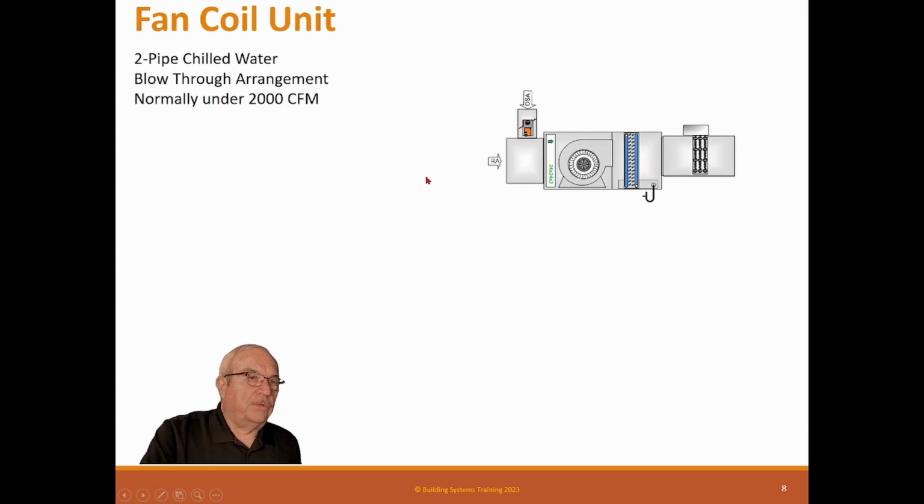All right, fan coil unit. This is a 2-pipe chilled water fan coil. So here's the fan coil. We have a chilled water coil. We have an electric heater. We have a motor starter to start the motor, and we have an outside air damper actuator.